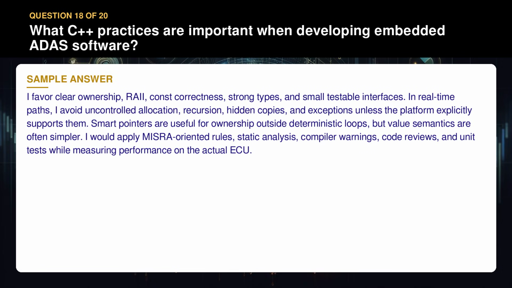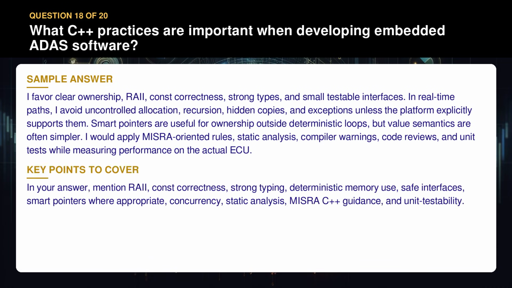I would apply MISRA-oriented rules, static analysis, compiler warnings, code reviews, and unit tests while measuring performance on the actual ECU. In your answer, mention RAII, const correctness, strong typing, deterministic memory use, safe interfaces, smart pointers where appropriate, concurrency, static analysis, MISRA C++ guidance, and unit testability.